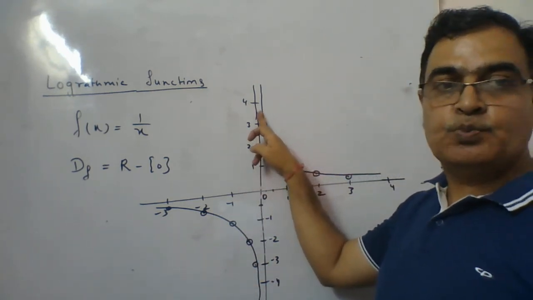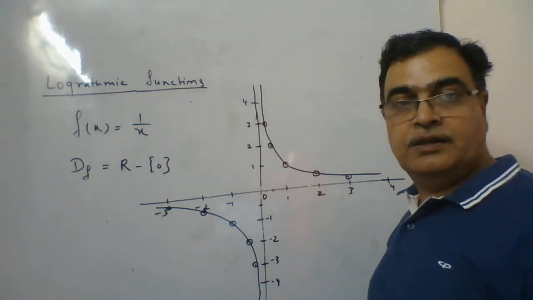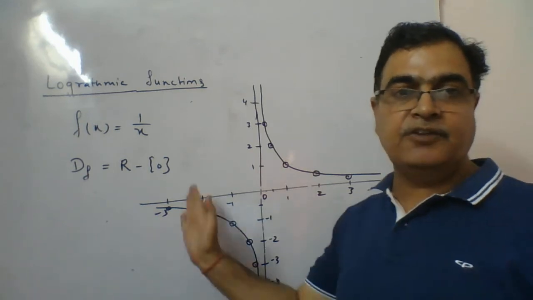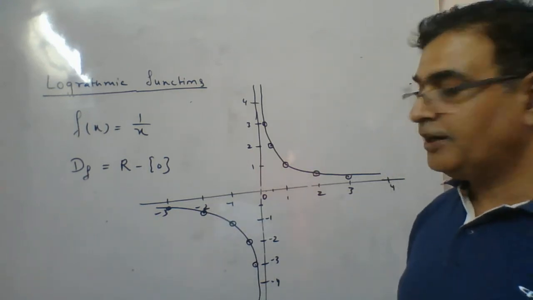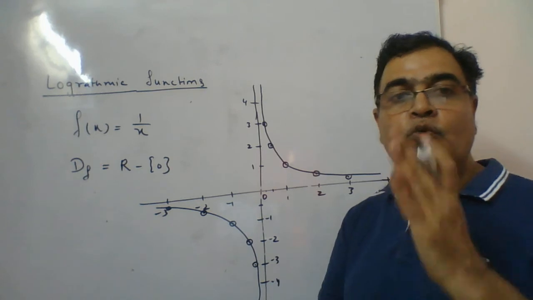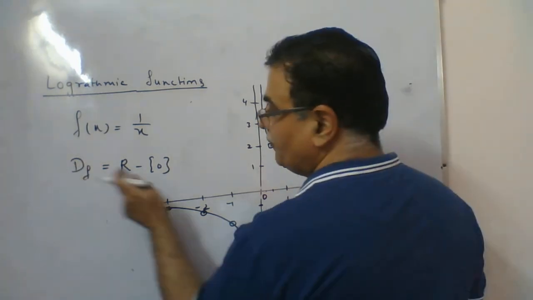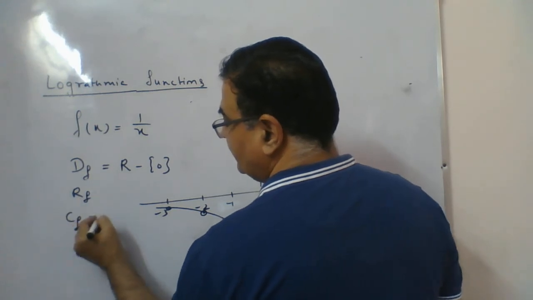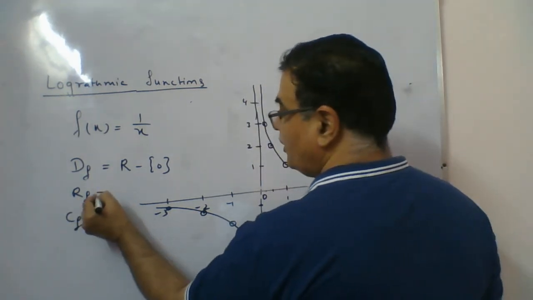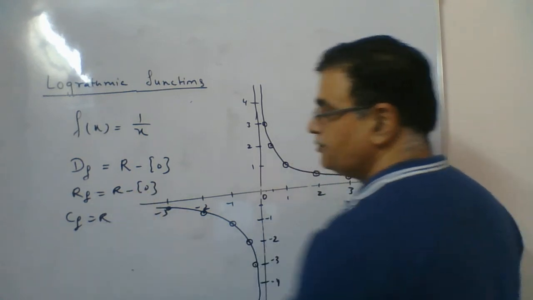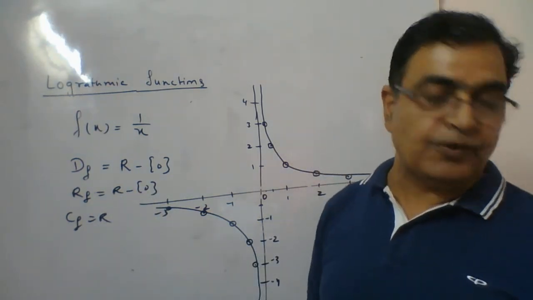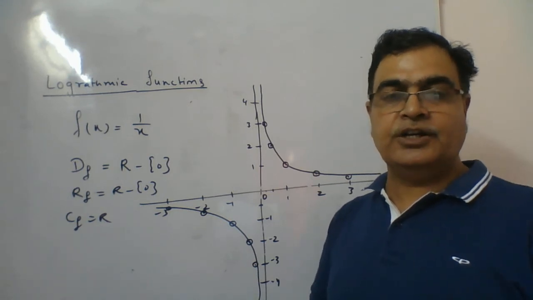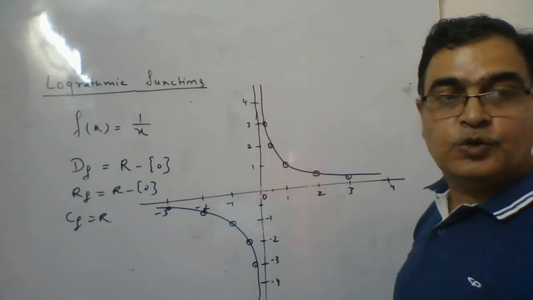It never touches the axes anywhere. That means x can never be 0, y can never be 0. So the domain of the function is this. Range of the function, codomain is all the real numbers, no problem. Range is also all the real numbers except 0. Is it a continuous function? We'll say no, it is not continuous. This function is not continuous. Why is it not continuous? At 0 it is going to break.